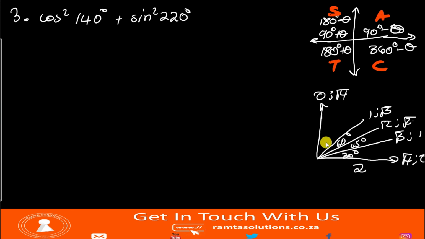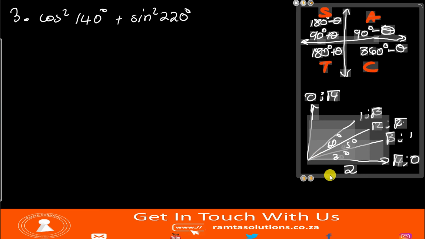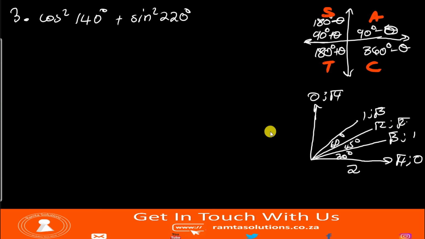Okay, it's perfect. Now let me move it slightly. Okay, perfect. All right. Now we have cos squared 140 plus sine squared 220. 140 degrees is in which quadrant? It is in the 180 minus, meaning it is in the second quadrant.